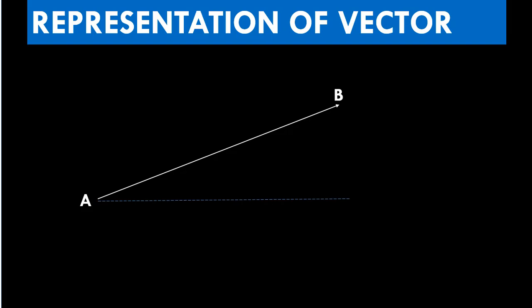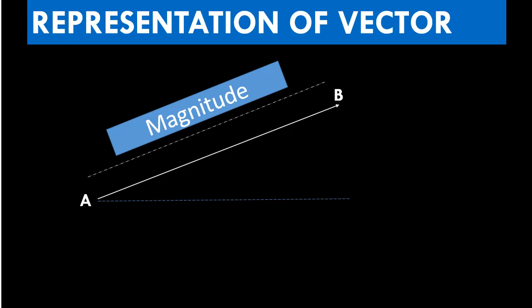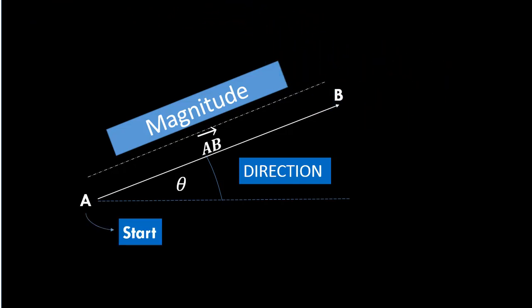Consider, for example, in the figure, AB is a vector. Its length starting from A ending at B gives you the magnitude. However, the direction is represented in two ways. The first one is the angle that it makes with the horizontal axis, which is the reference axis of this vector. And then another way is to give it a name AB, where A is its starting point, we call it the start, and B is its ending point and we call it the end. Hence, vector AB represents a vector starting from A and ending at B.